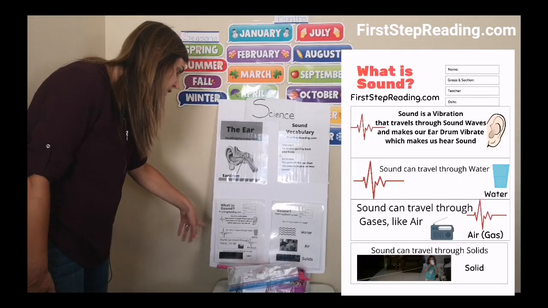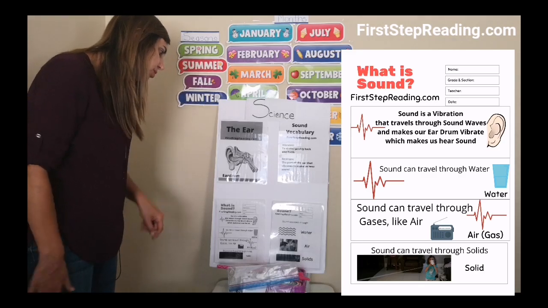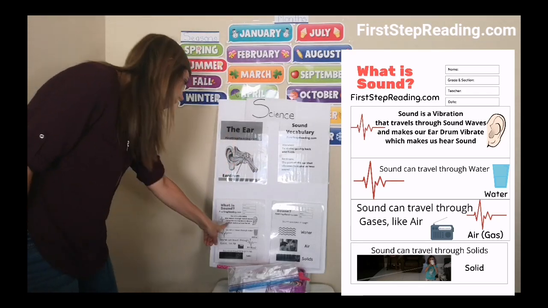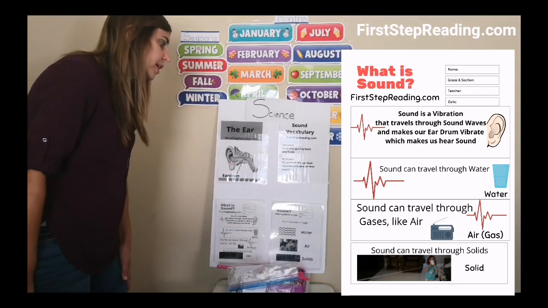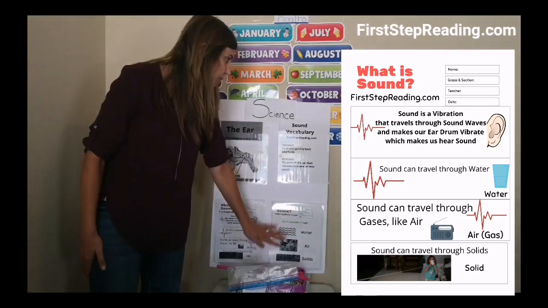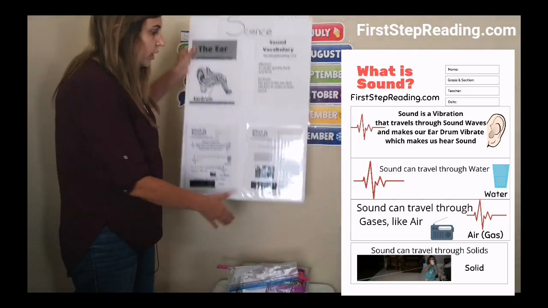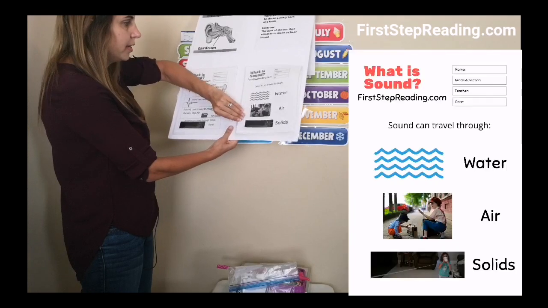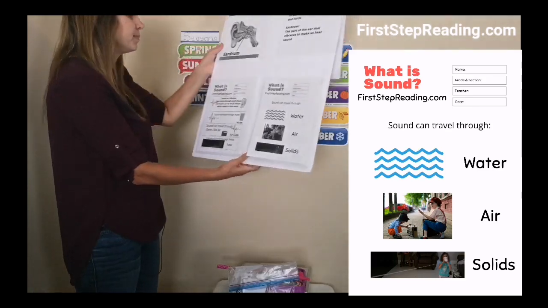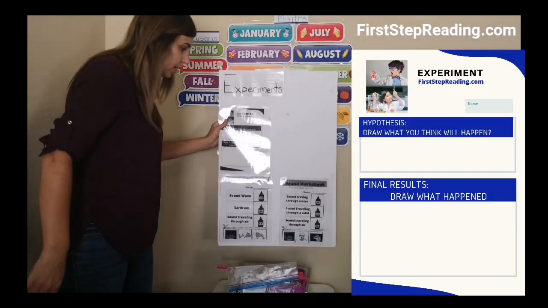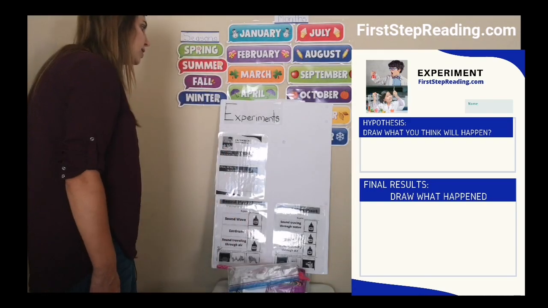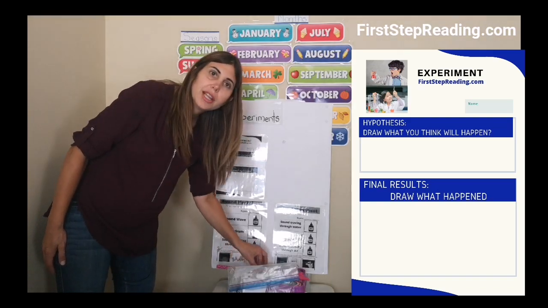So what is sound? Sound is a vibration that travels through sound waves, right? They're invisible. And it makes us hear sound. Sound can travel in water, sound can travel in air, and sound can travel through solids. So there is a worksheet about this, where you connect air, solids, and water by drawing a line. And then there are our experiments. Today we're going to do 2 experiments, and on Thursday we'll do the last sound experiment.